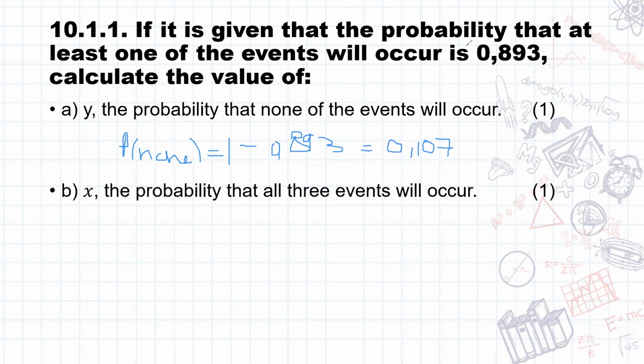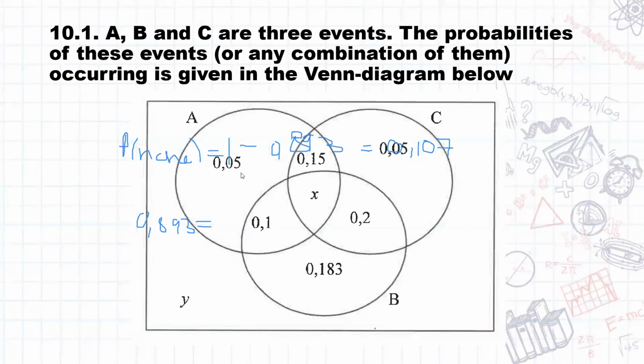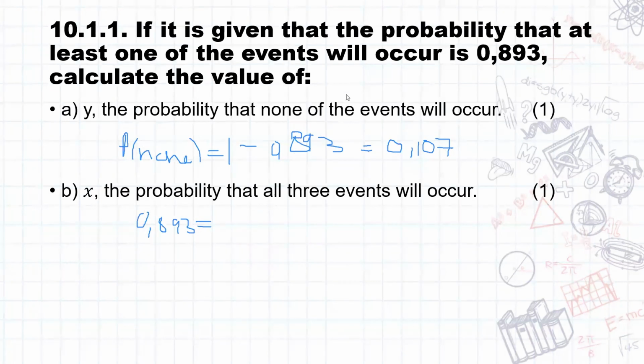Right, and it says x, the probability that all three of the events will occur. So we know that at least one of the events occurring is 0.893, and that 0.893 adds up. Let's go back up and look at our Venn diagram: it adds up to all of these other probabilities occurring. So we'll add all of them together, and I've written them down. So here they are.